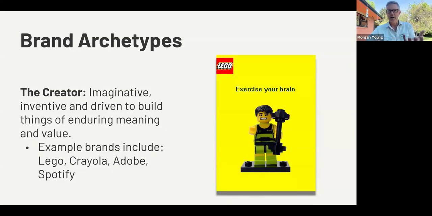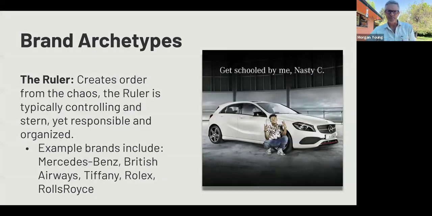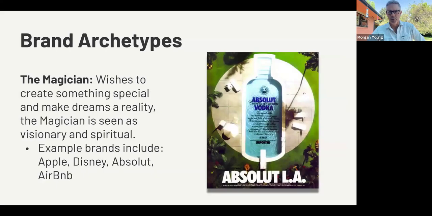They give value, they give meaning to the customers. This is all about the why. And then the ruler, Mercedes-Benz is a lovely example of this. This is the Jason Sorter example of the buyer persona I just showed you, was the ruler. The ruler creates order from chaos. The ruler is typically controlling, stern, responsible, organized. Financial services companies, Mercedes, Rolex, all those kind of things would fit into the ruler.